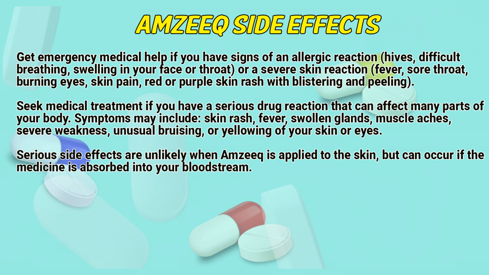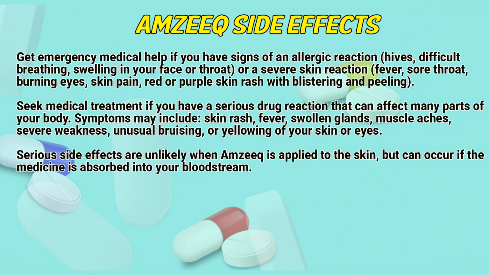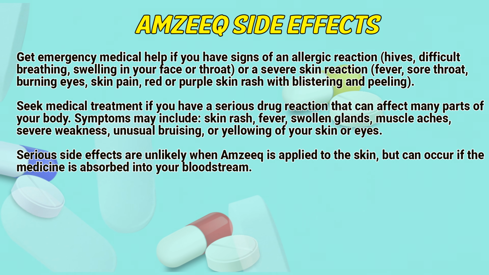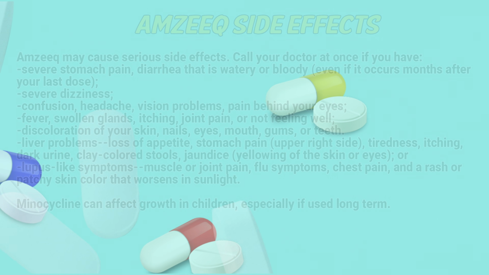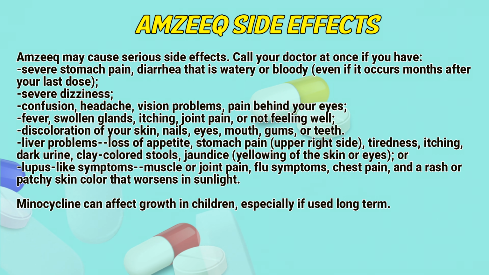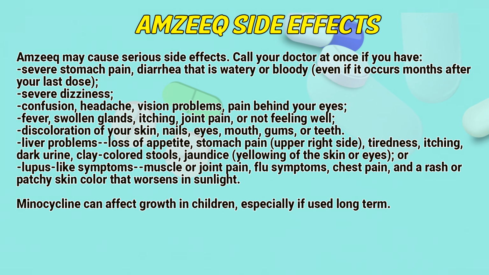Serious effects are unlikely when Amzeeq is applied to the skin, but can occur if the medicine is absorbed into your bloodstream. Amzeeq can cause serious side effects. Call a doctor at once if you have severe stomach pain, diarrhea that is watery or bloody, even if it occurs months after your last dose. Severe dizziness, confusion, headache, vision problems, pain behind your eyes, fever, swollen glands, itching, joint pain, or not feeling well.